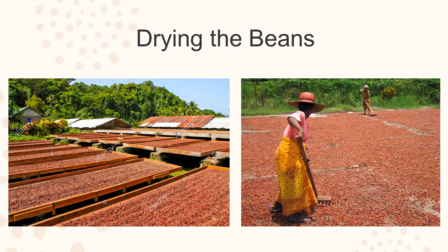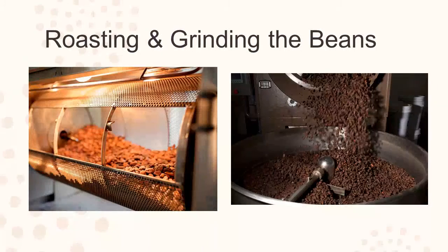Once the beans are dried, they are packed up and shipped out. They are either traded on the international market or sent directly to the chocolate maker. Next, the beans are cleaned and roasted at a low temperature. This helps to develop the chocolate flavor. The beans are then finely ground up to make the components of chocolate.